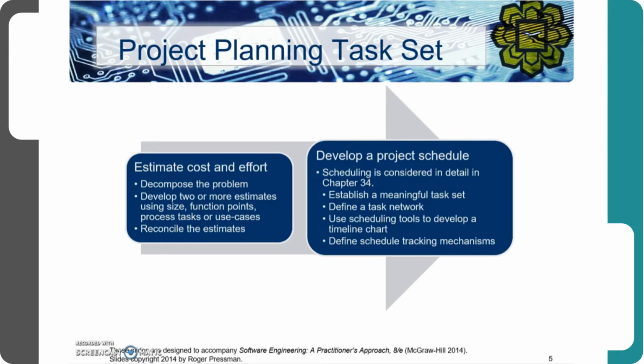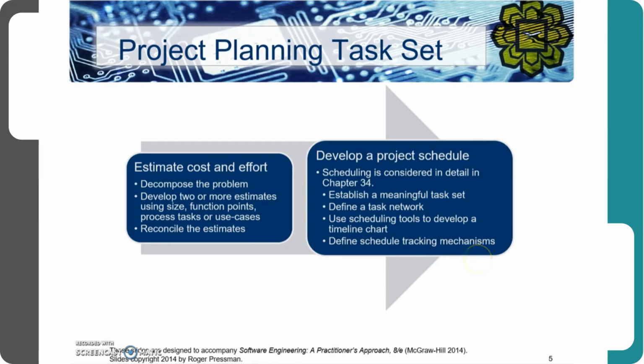Next is to estimate the cost and effort. In order for us to determine the cost and effort estimation, the problem needs to be decomposed. By having a decomposed problem, we can further identify the size in terms of function points, which we will look at later on, the process tasks or use cases, and then we can reconcile the estimates. After we are done with the estimation, we can use that information to develop a project schedule.